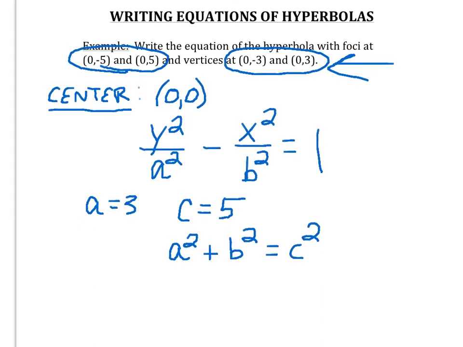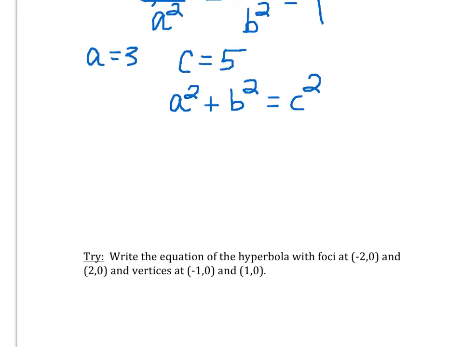So I'm going to scroll down here a little bit. I'm going to plug in our a and c values. So a is 3, so a squared must be 9. We don't know b squared yet. And c is 5, so c squared must be 25. And if we solve this equation, we will get b squared equals 16.